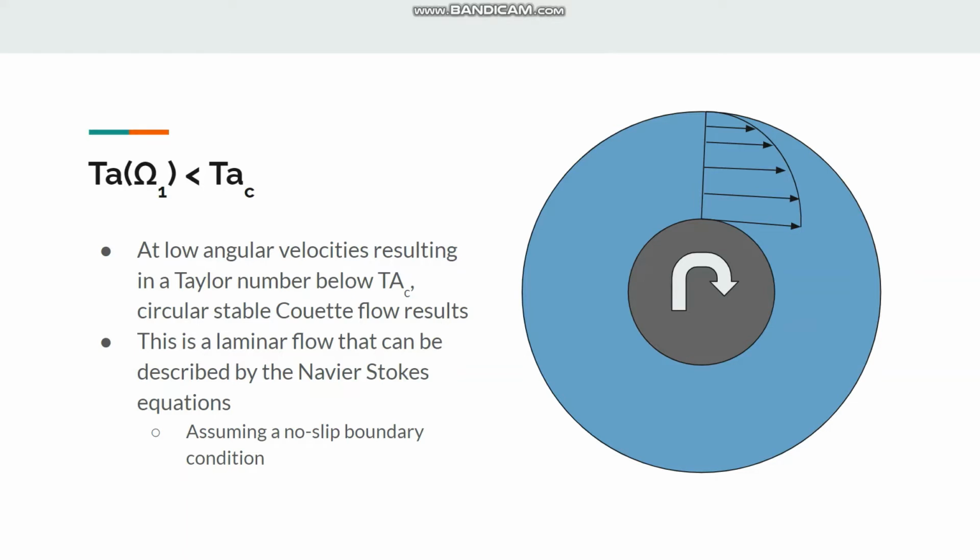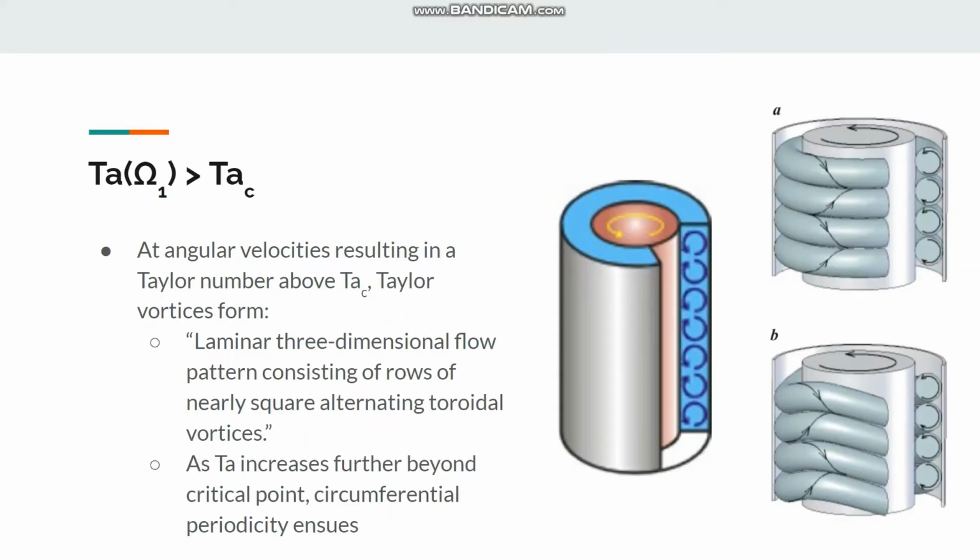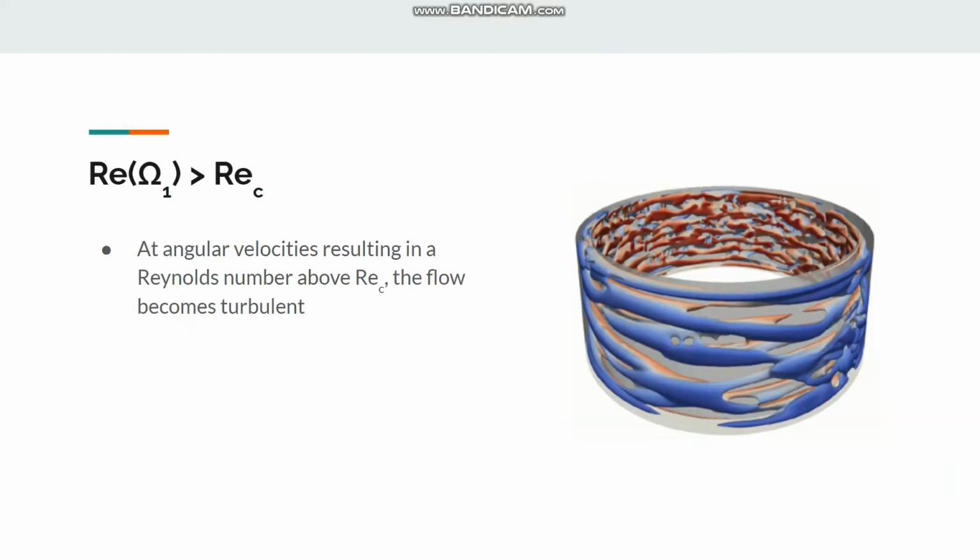At low Taylor numbers, viscous forces keep the fluid stable and laminar circular Couette flow ensues. Once the Taylor number reaches a critical point, viscous forces are overcome by the rotation of the fluid. Toroidal vortices begin to form, splitting the Taylor cells in two, as shown on the right. Finally, once the fluid has an angular velocity such that the Reynolds number exceeds the critical Reynolds number, the fluid becomes turbulent.